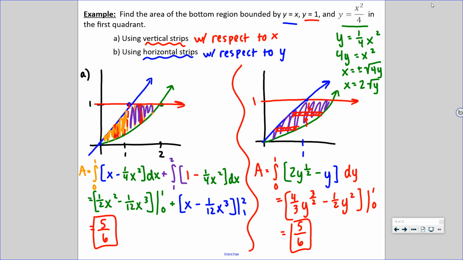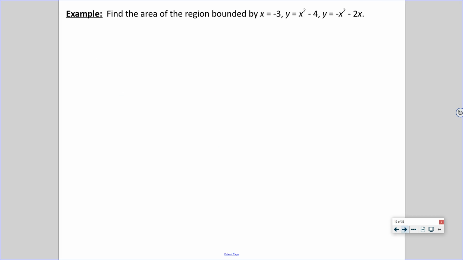So let's take a look at this one, just like a little bit harder example. Find the area of the region bounded by these 3 curves. Let's pretend we don't have our graphing calculator to graph these, just for practice.